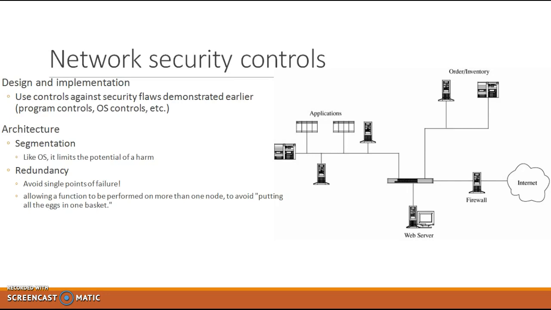Allowing a function to be performed on more than one node avoids putting all eggs in one basket. So it means that we should not put all our resources in one basket. Our data should be scattered. Our data should be protected in different backups. Here you can see some of the data is in the inventory order, some of the data is near the application, the web server is different, and there is a firewall. Inside the firewall is a secure area, outside the firewall is the insecure area.